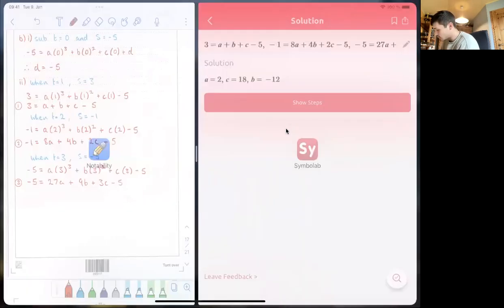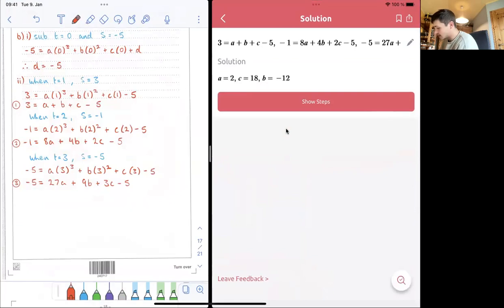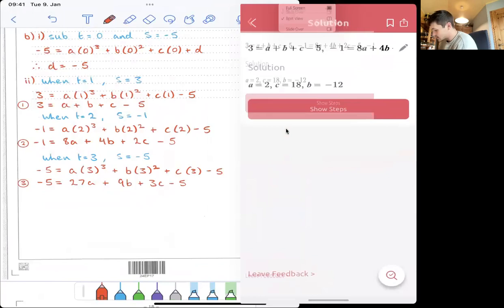Okay, so let's put that in. What do we have? A is equal to 2, B is equal to -12, and C is equal to 18. Okay, slide over.